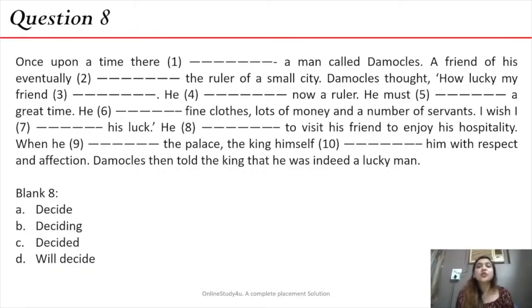He decided to visit his friend to enjoy his hospitality. He decided to visit his friend to enjoy his hospitality. He deciding to visit his friend to enjoy his hospitality. He decided to visit his friend to enjoy his hospitality, or he will decide. Which one do you think would be the correct answer option to this?